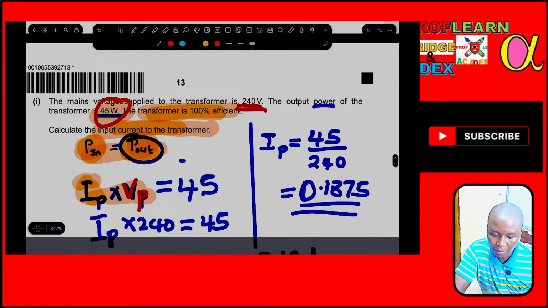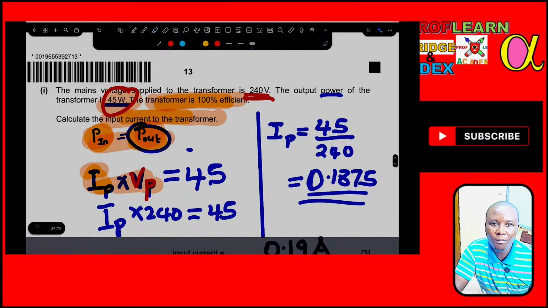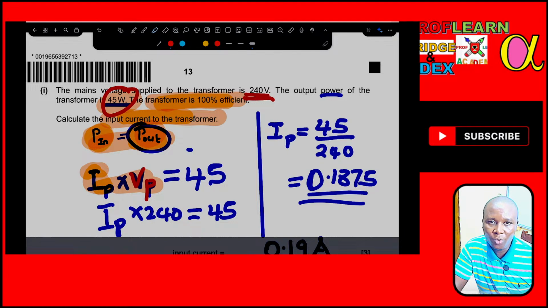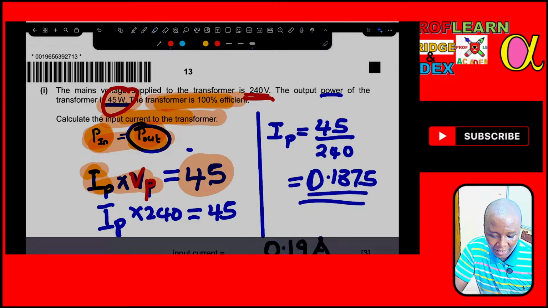Power out. So power in is calculated from current in the primary coil times voltage in the primary coil, but power out is calculated from current in the secondary coil times voltage in the secondary coil. Current times voltage is power, so there's no need for us to do current in the secondary coil times voltage in the secondary coil, because that is basically the power that is provided.